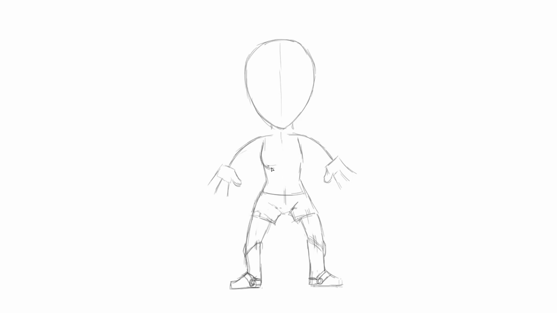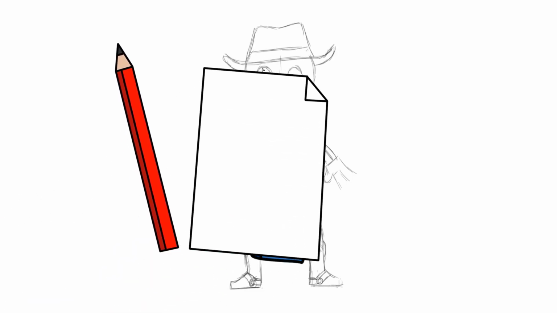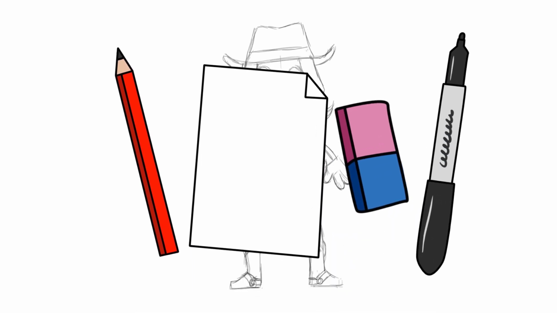G'day guys, today I'm going to show you how to draw Calamity from Fortnite. Make sure you watch the whole video because as always, I've got a lot of tips for you today. You're going to need a pencil, paper, an eraser, and a Sharpie to go over your sketch with. Let's go!